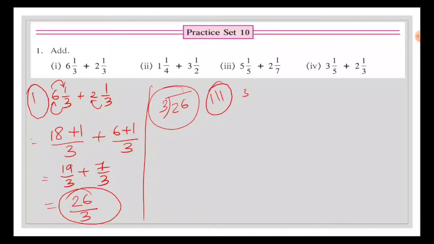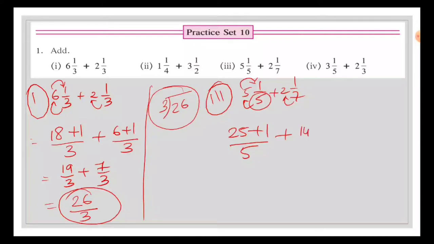Okay, here 5 1 upon 5 plus 2 1 upon 7. Okay, so this is 5, 5 5s are 25, plus 1, we will be adding it with this, and the denominators will be equal.